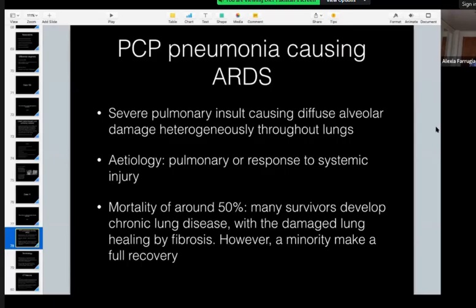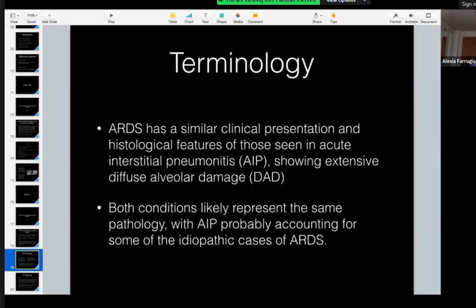ARDS has a similar clinical presentation, and the histological features of those which we see in acute interstitial pneumonitis, which is basically diffuse alveolar damage histologically. So both conditions likely represent the same pathology, with acute interstitial pneumonitis probably accounting for some of the idiopathic causes of ARDS.